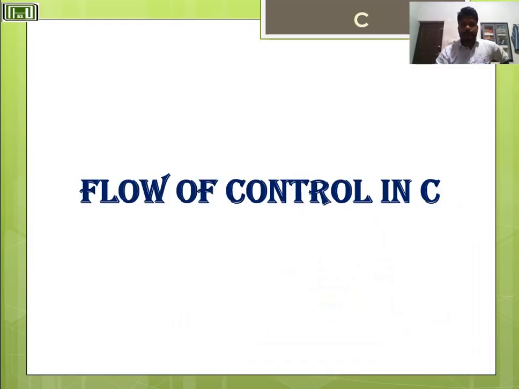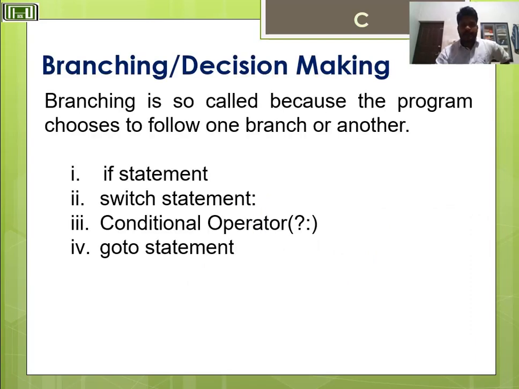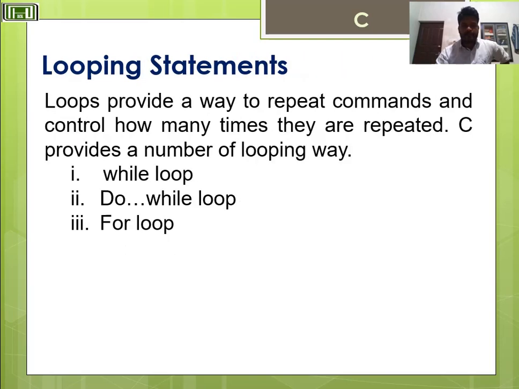In this video we are going to discuss the remaining portion of flow control statements in C. In the last class we had a discussion about branching or decision making statements. In that, if statement, switch statement, conditional operator and goto statement. Now in this class we are going to discuss looping statements.